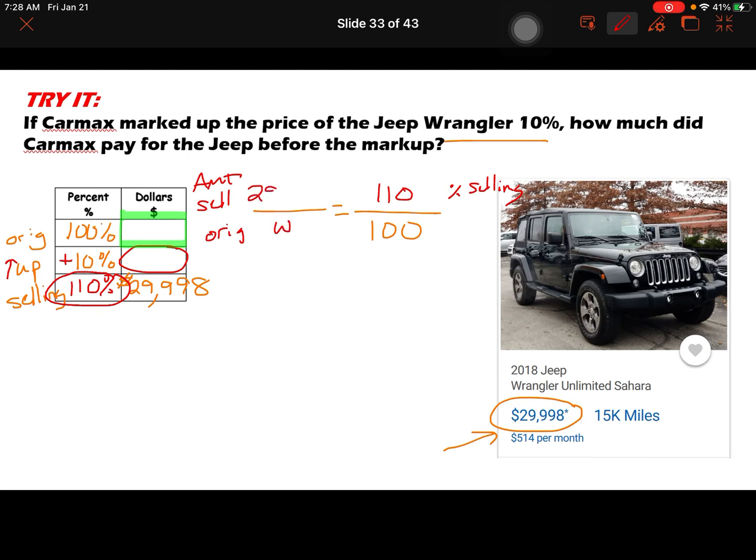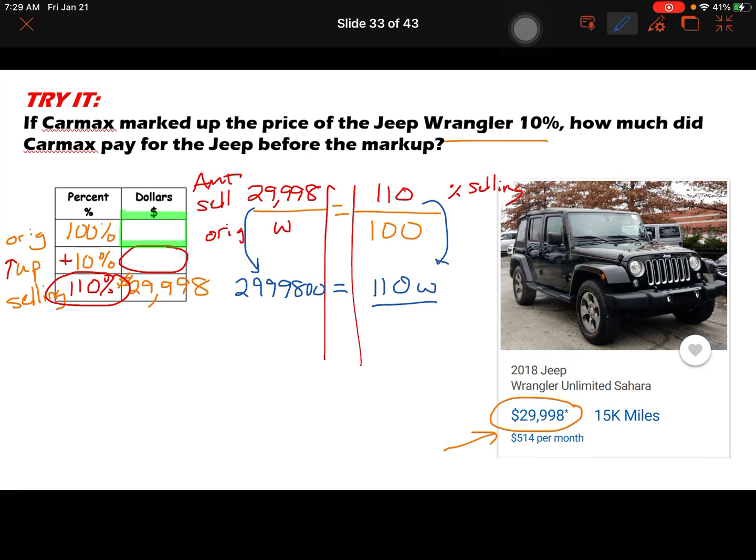We're missing the original, and the selling price was $29,998. We're going to go ahead and do our cross products once again to find the original. We're going to move that decimal point over 2 to the right, and in this case, since there is no decimal point, we're just adding 2 zeros. This is going to be 110W. You're going to divide by 110.